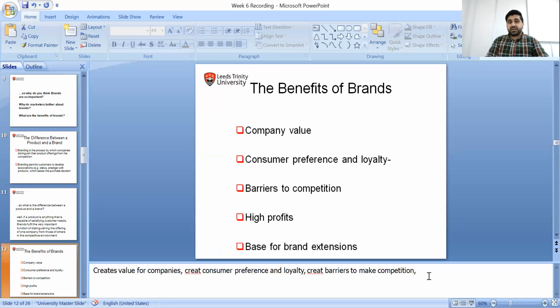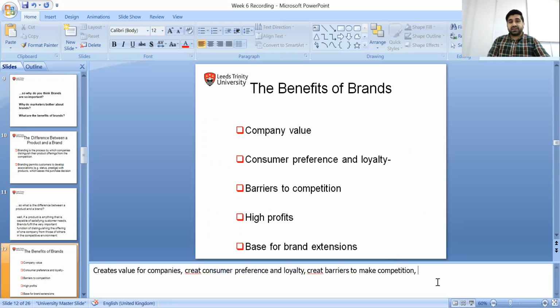There are so many benefits of a brand. Most companies, whenever they are trying to launch a new product, focus on what the brand name should be. The benefits of a brand are that it creates company value, it creates consumer preference and loyalty, it creates a barrier to competition for others, and it creates high profit and a base for brand extension.